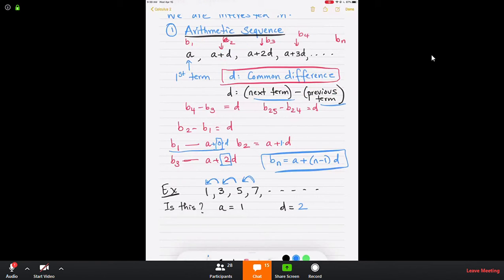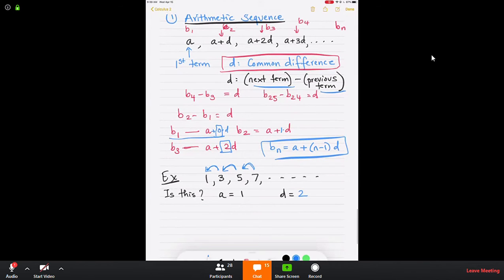There we go. And so if I ask you, remember, this is the first term, this is the second term, this is the third term. The fourth term is 7. So if I ask you the nth term, you're going to use this formula. You're going to say it is 1 plus n minus 1 times 2. So Bn is going to be 1 plus 2n minus 2, which is 2n minus 1.